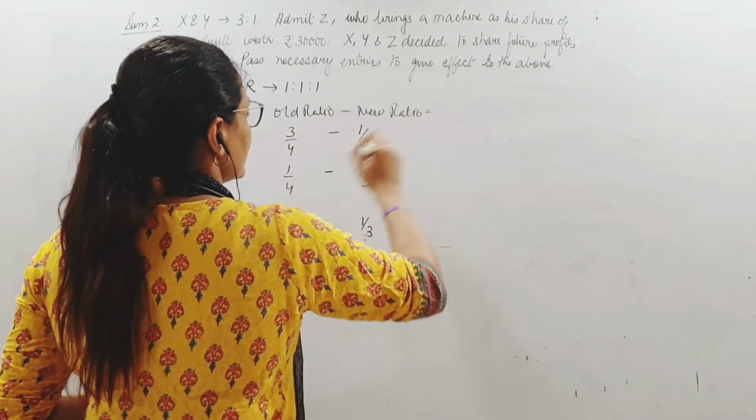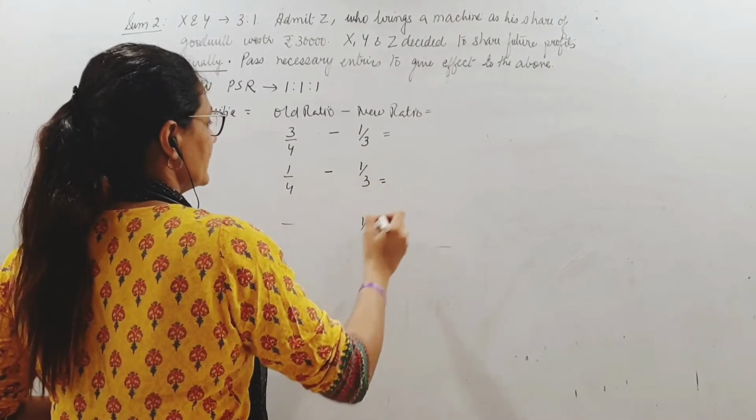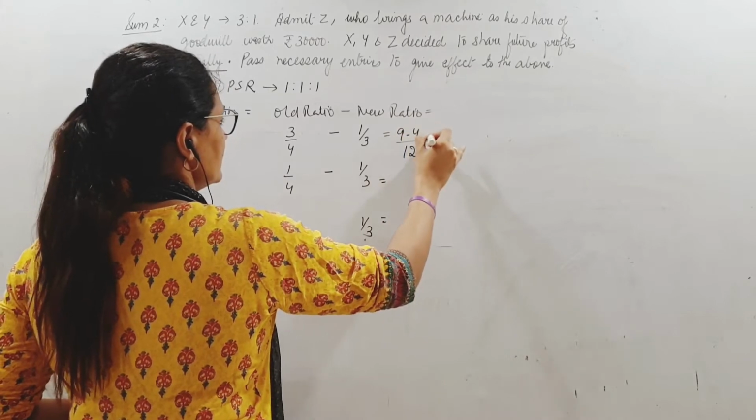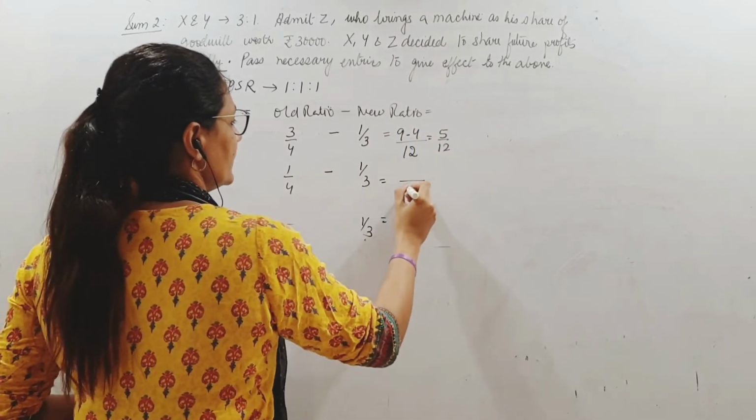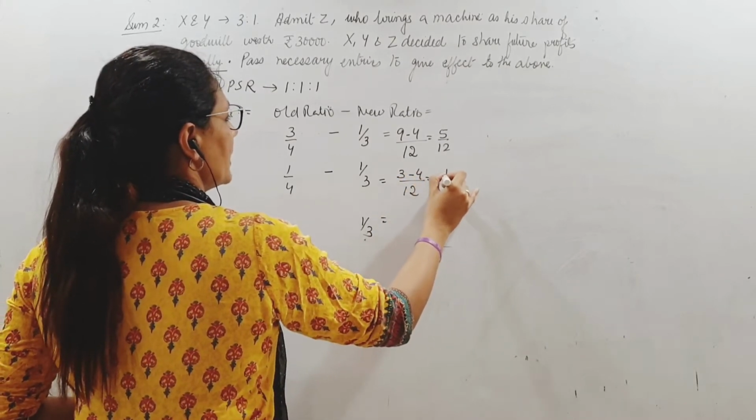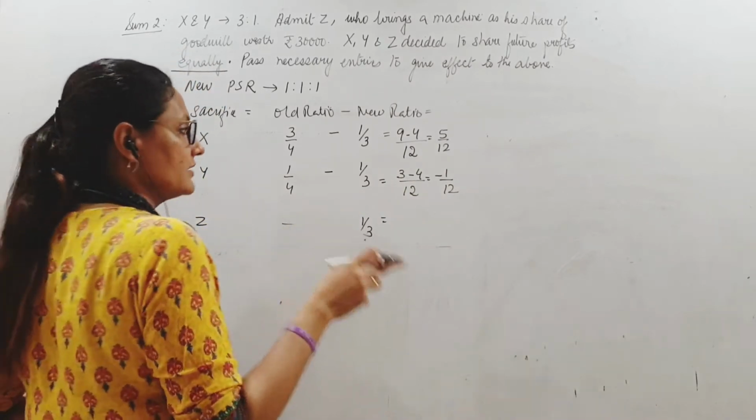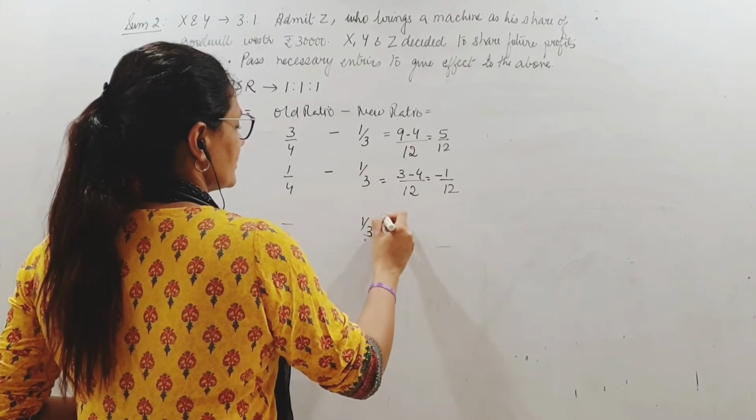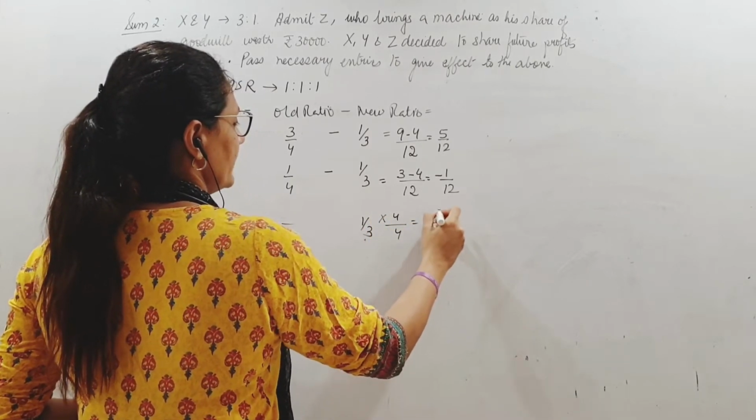So therefore, sacrifice ratio is equal to, how much is it coming to? 9 minus 4 is 5 by 12. And for Y, 3 minus 4 is not 1 by 12, it is minus 1 by 12. I'll tell you what that is. And this basically we can just convert into common base 4 by 12.